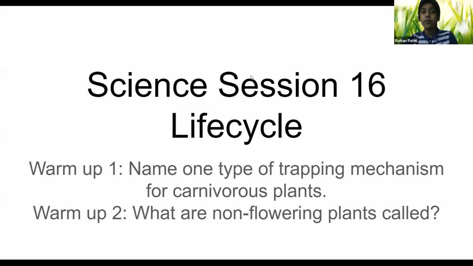So let's go with warm up number 1. Name one type of trapping mechanism for carnivorous plants. Remember, I'm not asking for one type of carnivorous plant. I'm talking about the trapping mechanism. So how do they trap? Okay, Aryan, what's your answer? A snap trap. A snap trap? Okay, that is perfectly correct. That is one type of trapping mechanism.